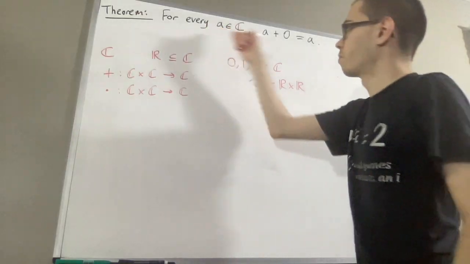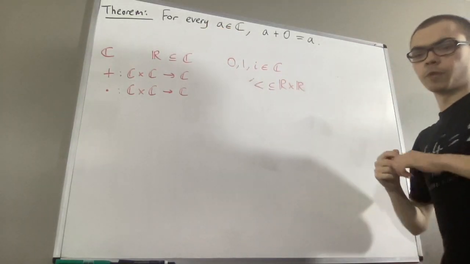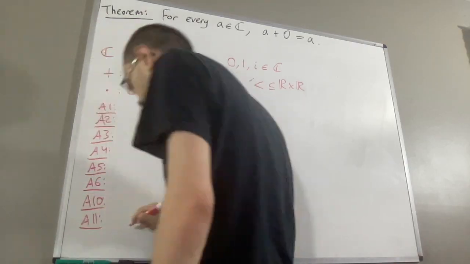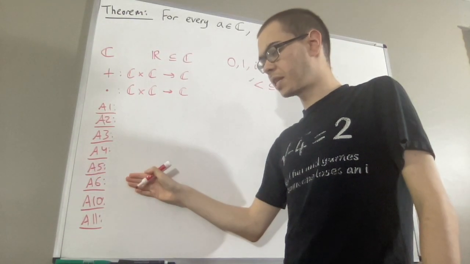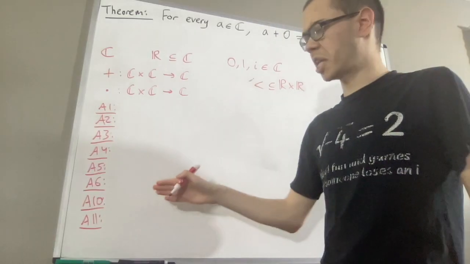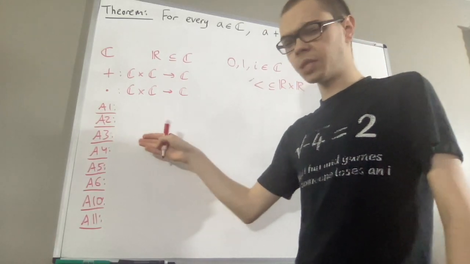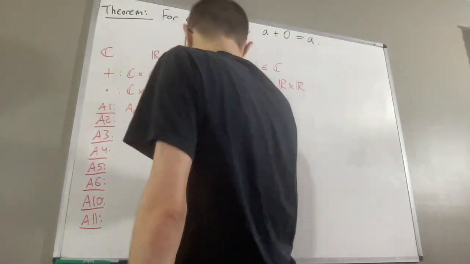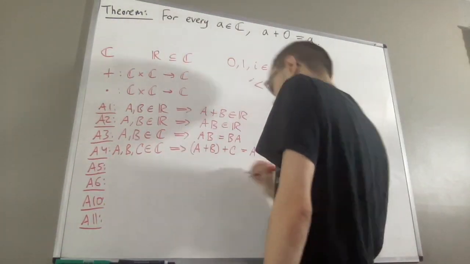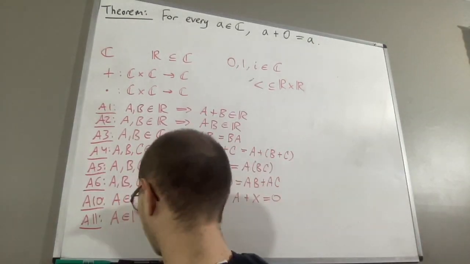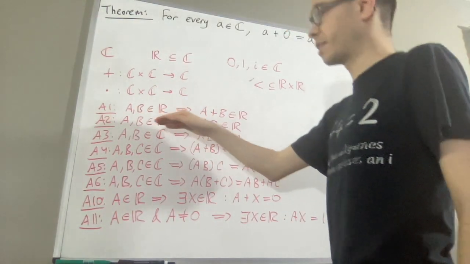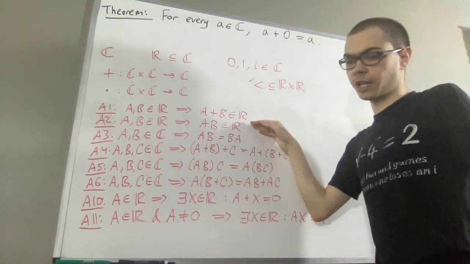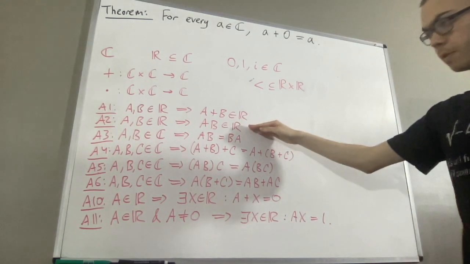Now, in proving this theorem, we're going to be using the following axioms. We're going to be using axioms 1 through 6 and axioms 10 and 11. Actually, there might be one that isn't being used, but let's just remind ourselves what these axioms are. Axioms 1 and 2 tell us that the sum of any two real numbers is a real number. The product of any two real numbers is a real number.